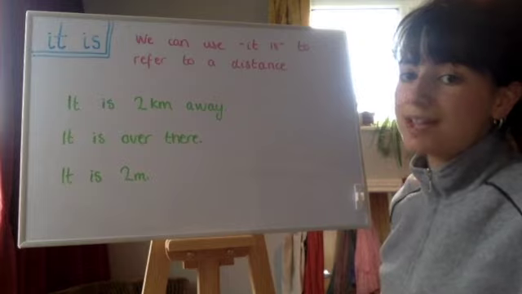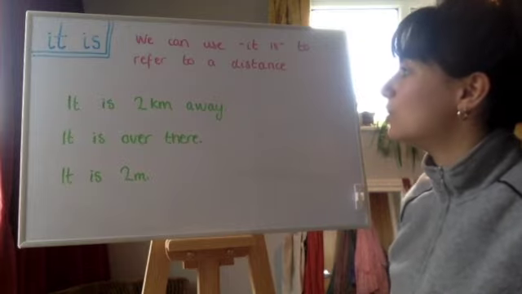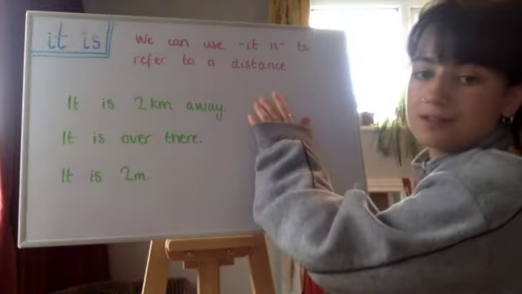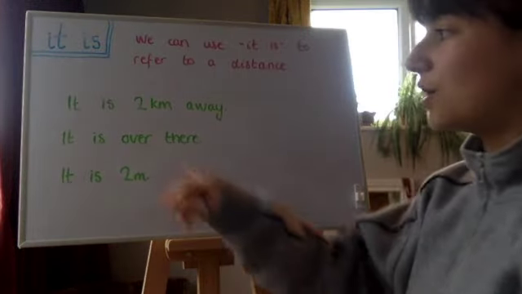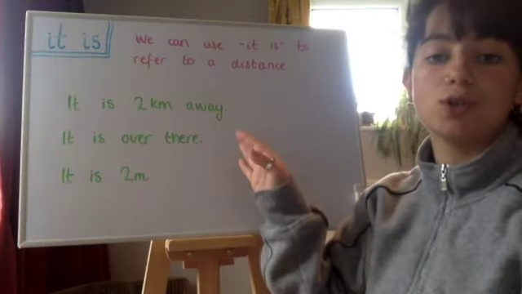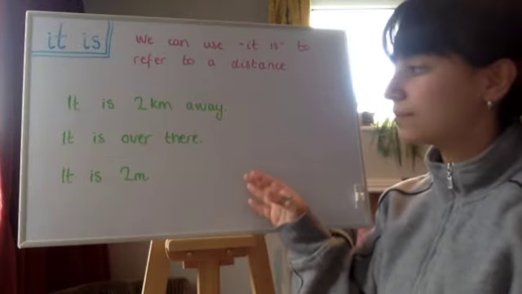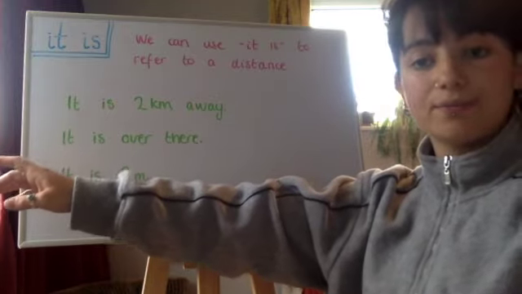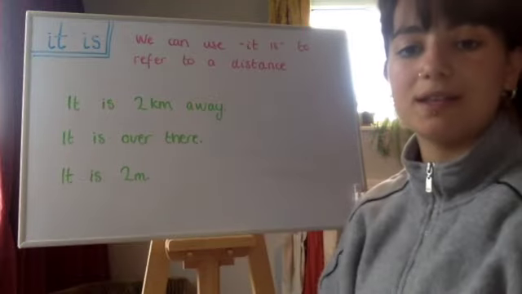We can use it is when we talk about distance. So, for example, it is 2 kilometres away. It is over there. It is 2 metres.